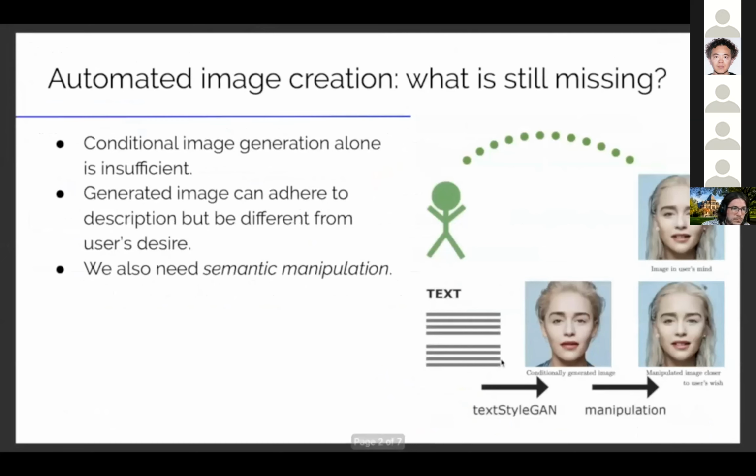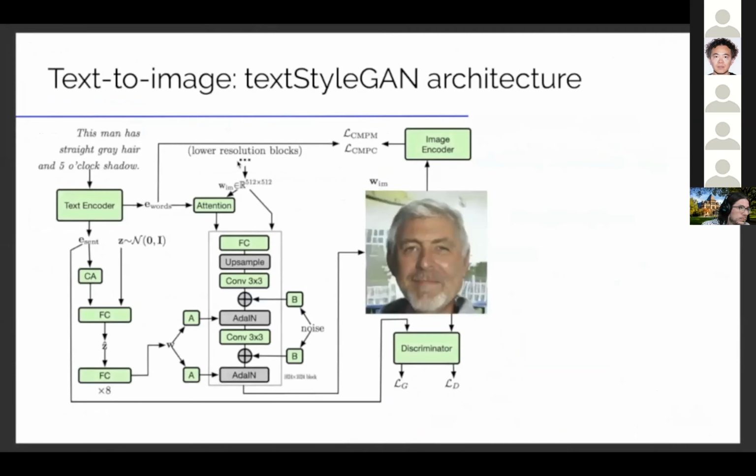We propose a method for first generating a rough approximation of an image and then further fine-tuning it so that it's close to what a user has in mind. For the first step, text-to-image synthesis, we propose a new model called TextStyleGAN. We enhance StyleGAN so that it can generate images conditioned on text.